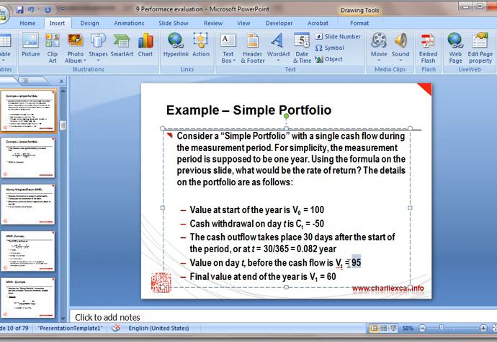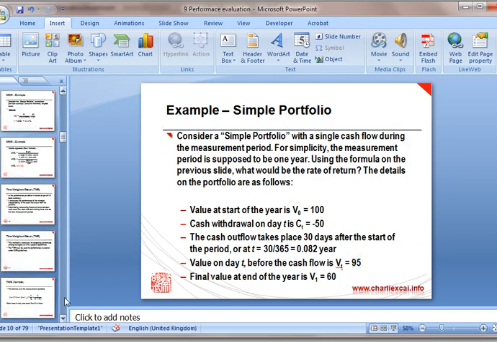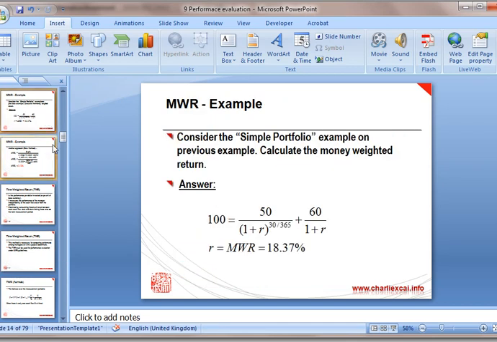And then from that onward, after the withdrawal of £50, the value moves to 60 at the end of your investment period. So how do we calculate the time-weighted return, assuming it's like a per dollar return?